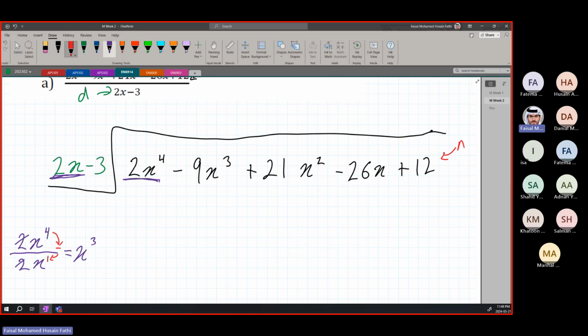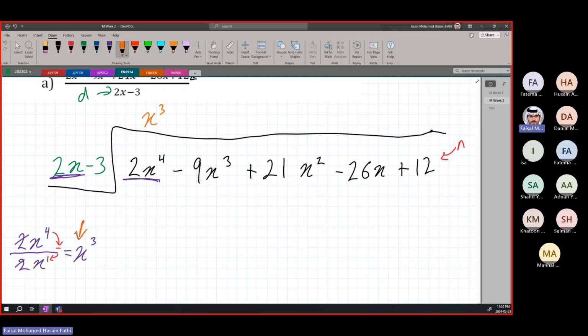For now, you will take this value over here and you will put it in the answer. So this is x cubed on the very first row, on top, what you multiplied by. This is your first step. You found your x cubed.